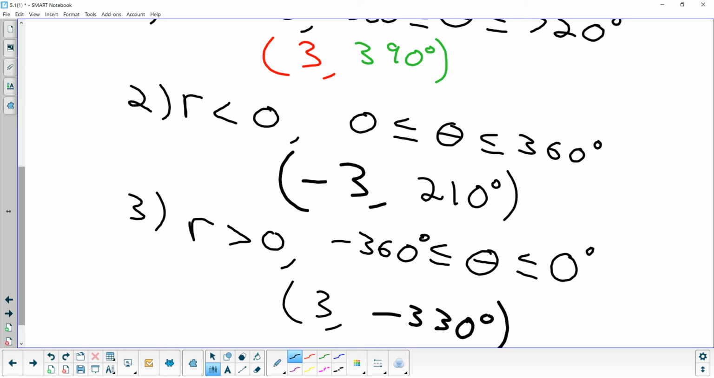In this last one, they wanted it as a negative. They wanted the angle to be greater than or equal to negative 360, but also less than or equal to 0. And negative 330 does fit between those two numbers. How come this one has 3 different angles that we can do, and the last one had 4 different ones? They just picked 3. We could do more, but we only picked 3 to do here.